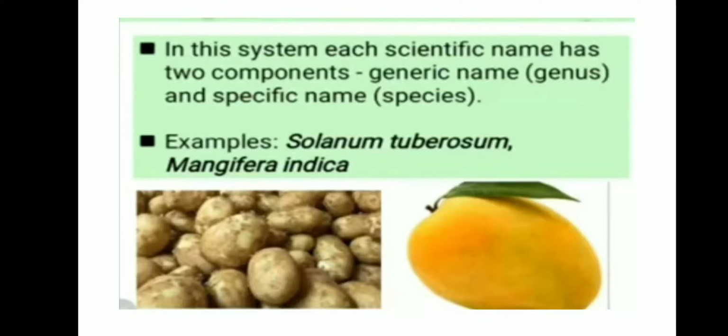So what is the binomial name of mango? Mangifera indica. The binomial name of potato is Solanum tuberosum. In this, the first word is the genus, the second word is the species. That's how the botanical name or scientific name is given to all plant varieties.